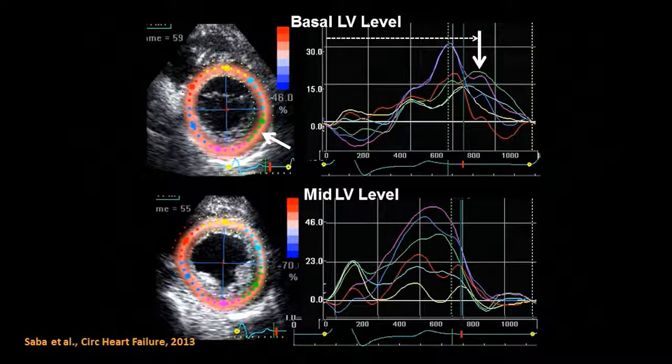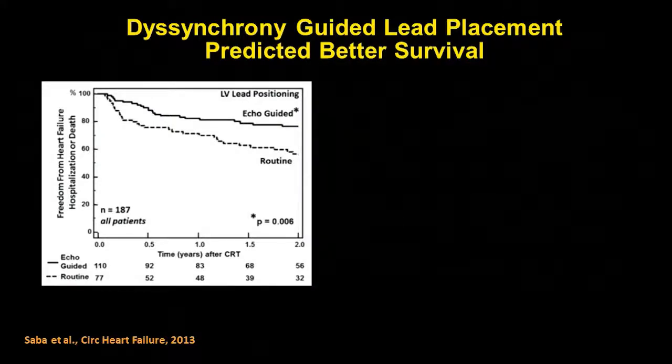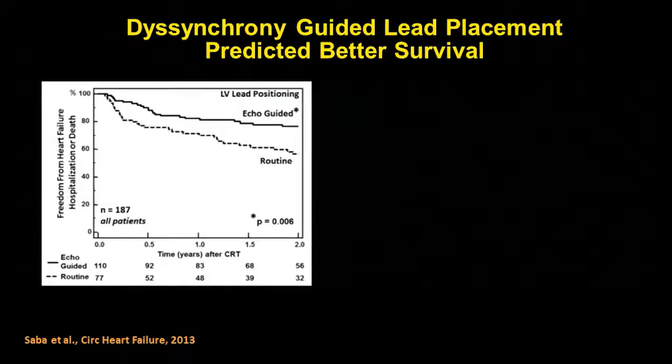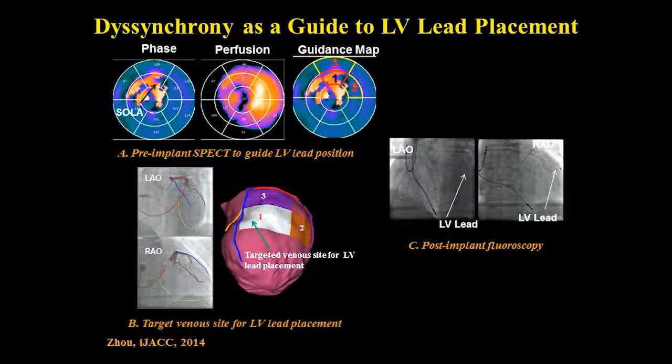This is how, using speckle tracking echocardiography, they identified the site of latest activation. This is the basal left ventricular wall seen as a donut, and this is the mid left ventricular wall seen as a donut. The white arrow on the top right points towards the basal infralateral wall, which is the last to contract. So that was the site of latest activation on echo. They found that echo-guided lead positioning provided better outcomes. Patients did better in the echo-guided arm as opposed to the routine implantation arm, which is often in the lateral wall, where operators implant the left ventricular lead.